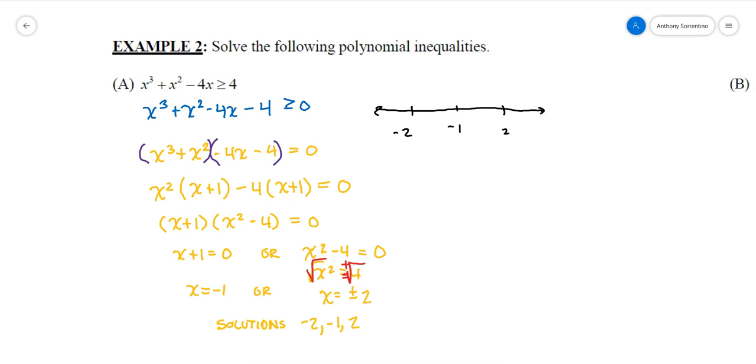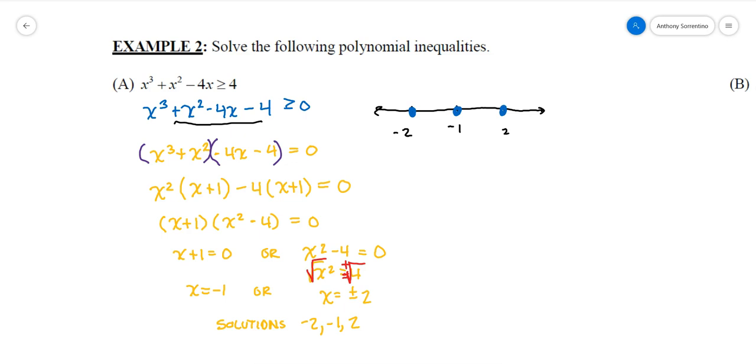Now, since negative 2, negative 1, and 2 are the values that would make this left-hand side equal 0, and of course make the original inequality's left-hand side equal to 4, those are part of the solution because I want greater than or equal to. So I'm going to put solid dots here, filled in, no holes. As you can see, these 3 points split the number line into 4 different subintervals.